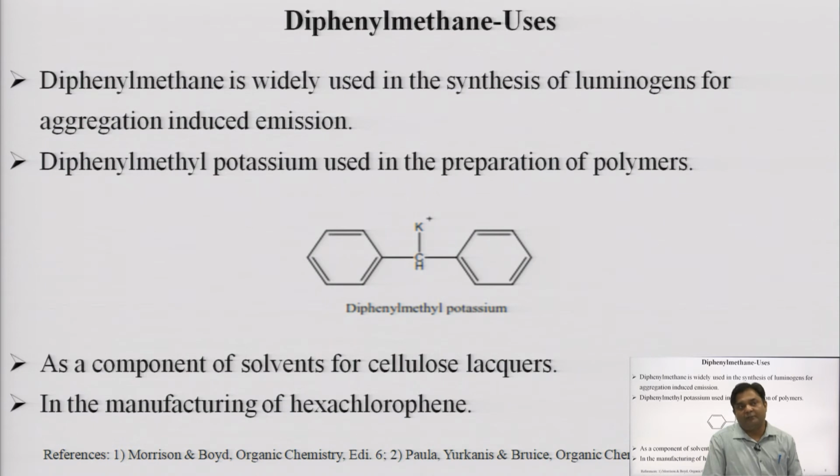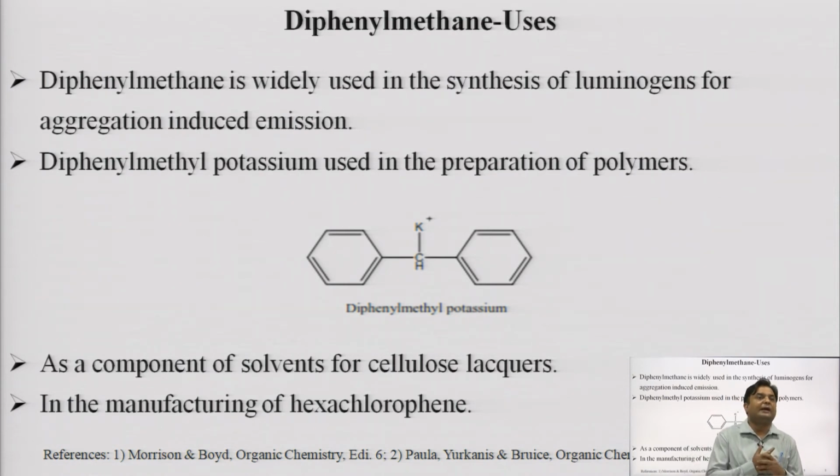So, very important molecule. Then diphenylmethyl potassium is also used for the preparation of polymers. Various polymerization processes are helped by the diphenylmethyl potassium salt. It can also be used as a component of solvent for the cellulose lacquers.